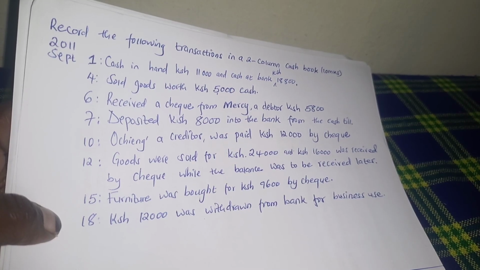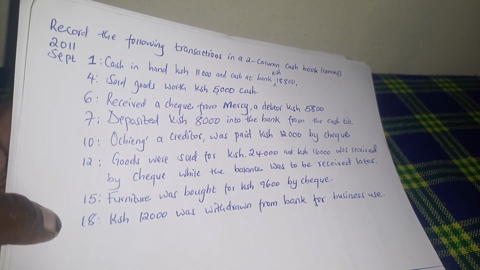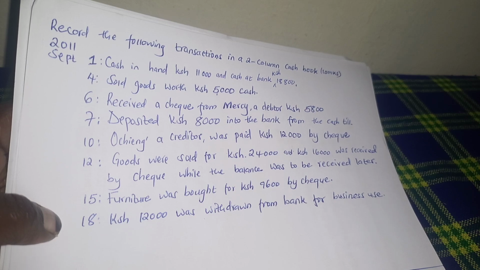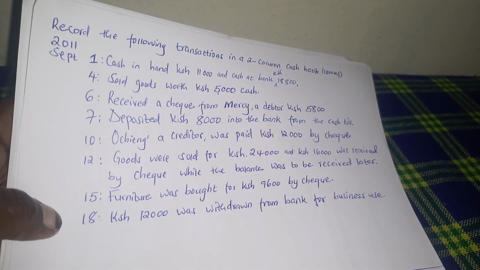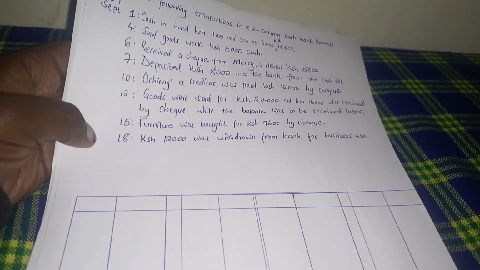So therefore, we are required to come up with a two-column cash book. First and foremost, we need to know how a two-column cash book looks like. A two-column cash book has two sides, the debit and the credit side, which can be separated by two double lines, and on each side we have some details.